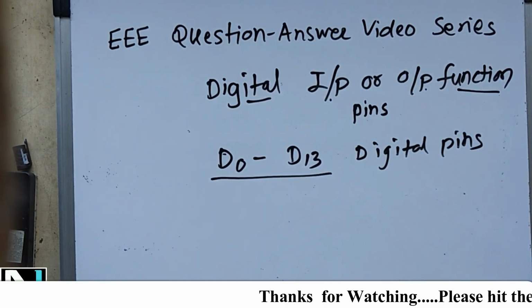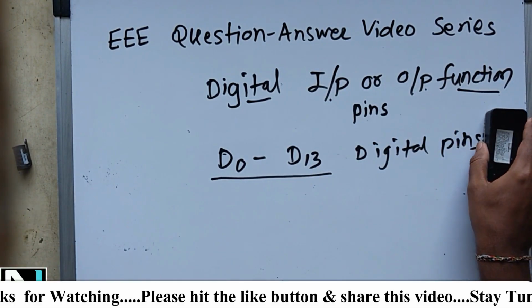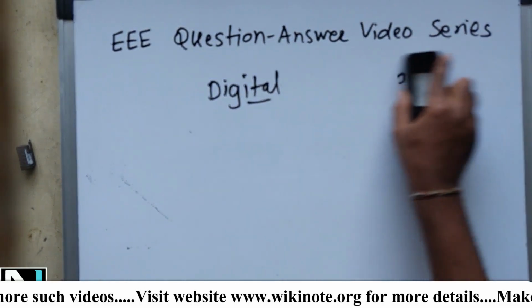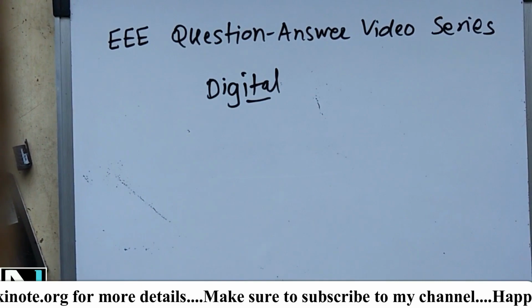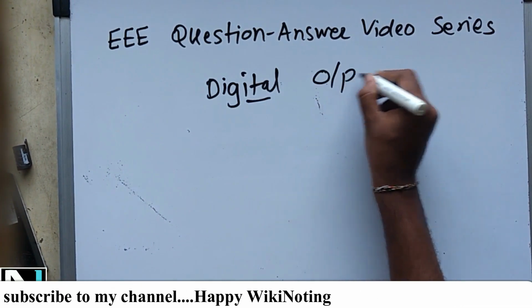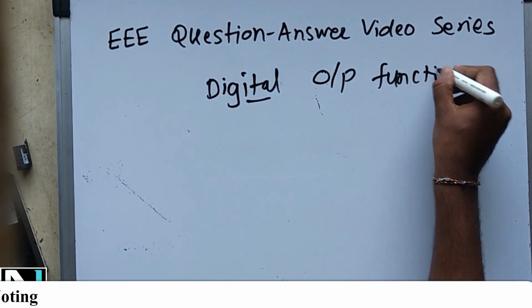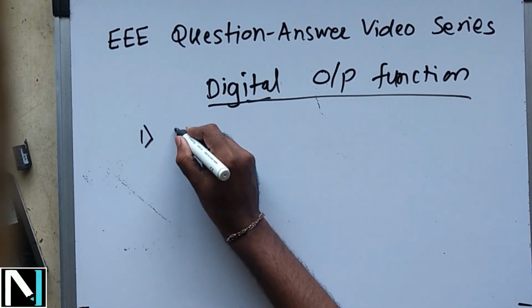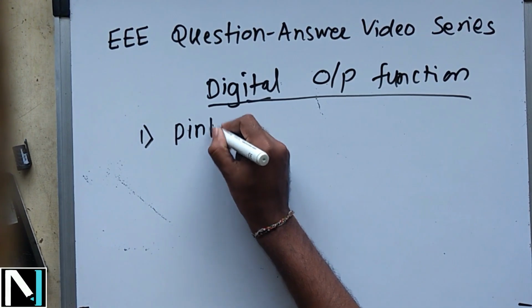Now, how to discuss these functions, I will explain it one by one. First we'll discuss the digital output functions and then we'll go for the digital input function. In the digital output functions we have 2 functions with us. The first function I would like to explain is pinMode.